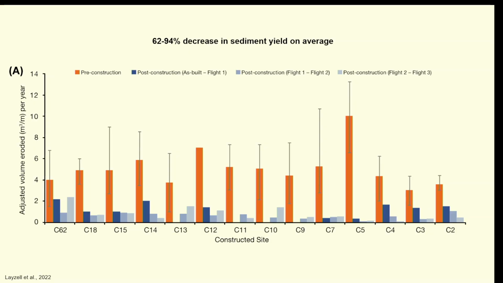So the take-home point there is a notable difference in terms of the amount of material being eroded. And if you take the averages, it's about, depending on where you look, 62 to 94% decrease in sediment yield.